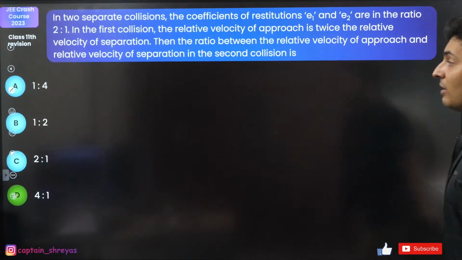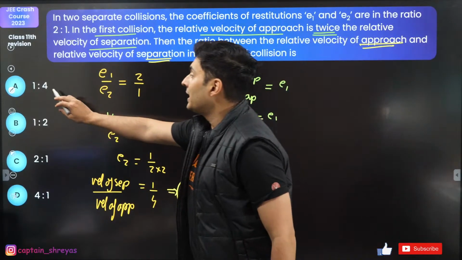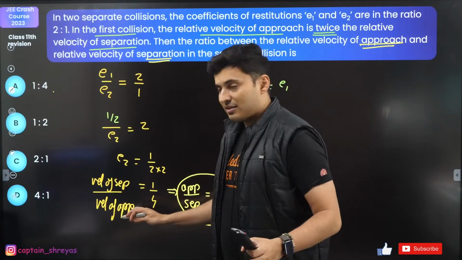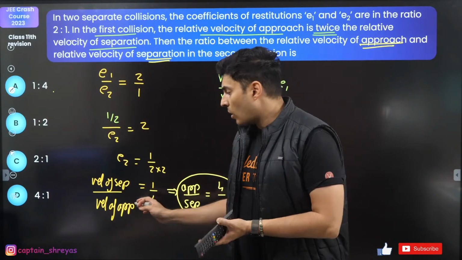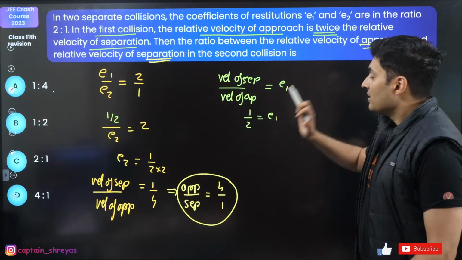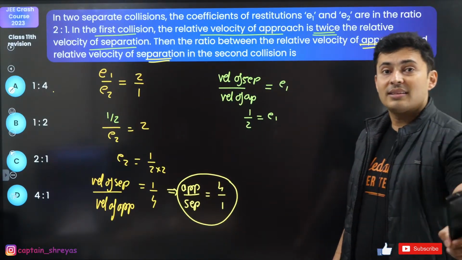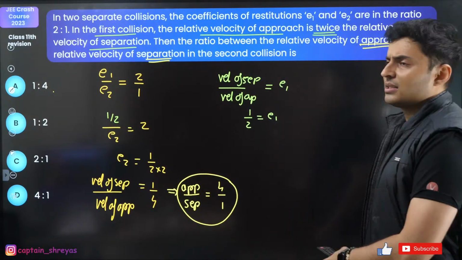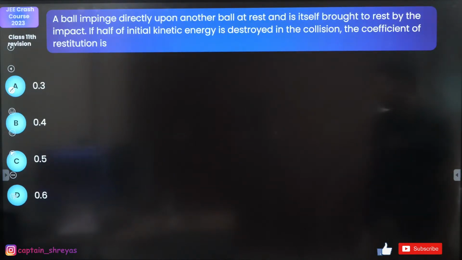So a lot of students will make a mistake and they will write it as option A. That's why I'm doing this question. If you find this, it's not that this is wrong, but this is not what is asked. The asked question is approach by separation. So always read and give what is asked. Very common mistake which many students do.